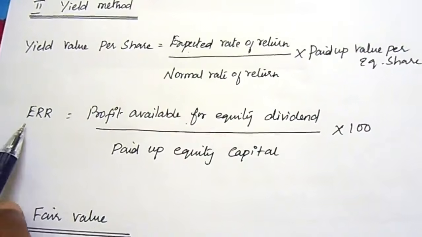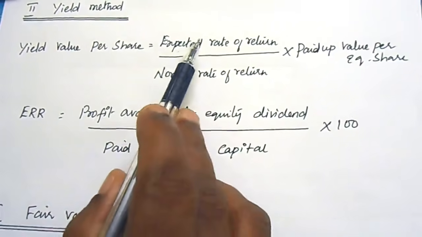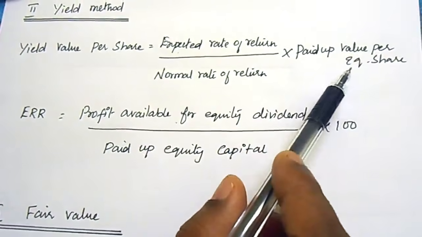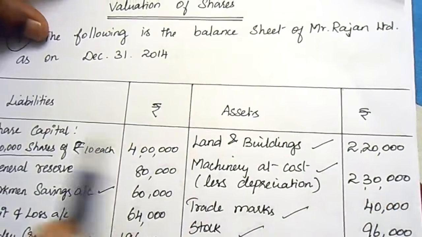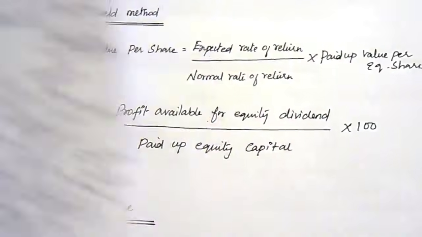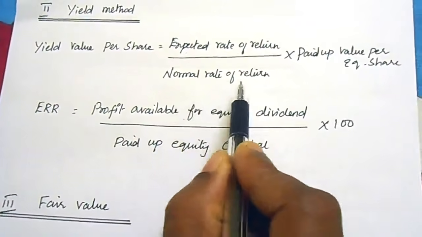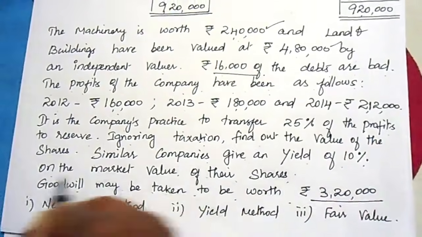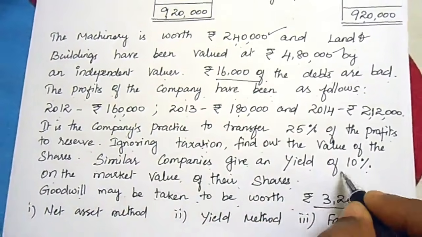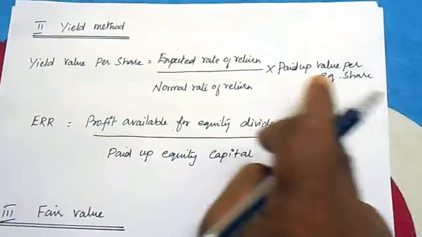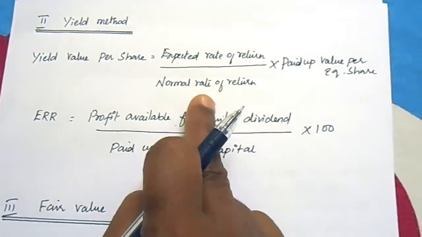After finding ERR, just apply this formula, that is ERR divided by NRR into paid up value per equity share. According to our problem, the paid up value per share is 10 rupees each. Then NRR, normal rate of return, is also given in the problem: yield of 10% on the market value of their share. This is called the normal rate of return, 10%. Paid up value per share is there, normal rate of return is also there.